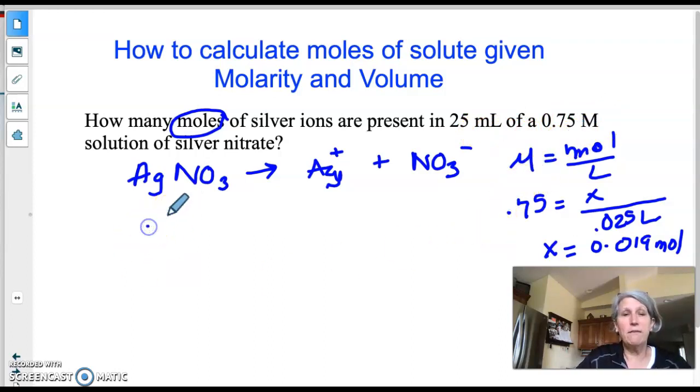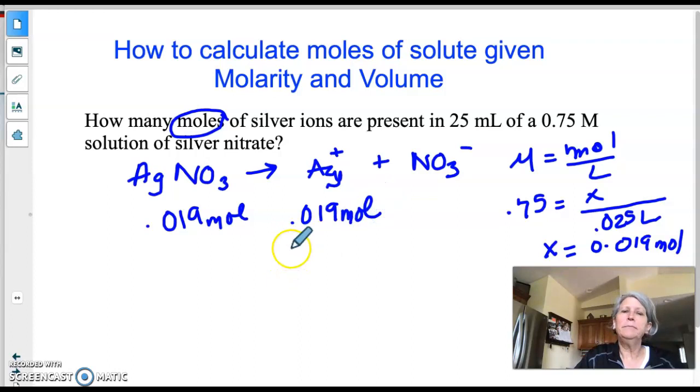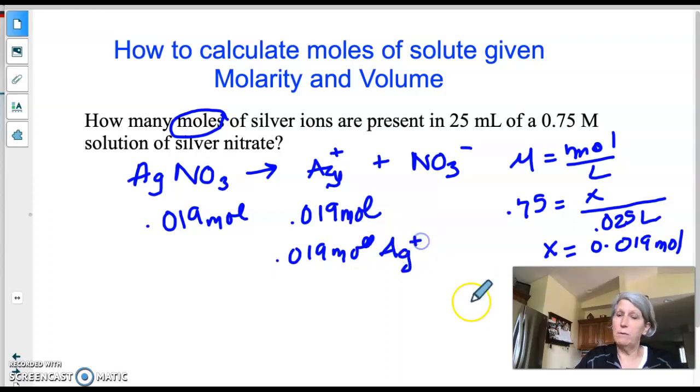So now, if this is 0.019 moles, we know that the silver ion would also be 0.019 moles. So your answer would be 0.019 moles of silver ions. And that would be your answer.